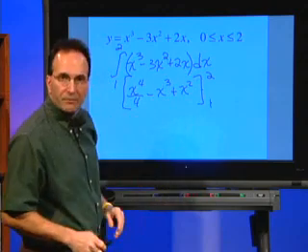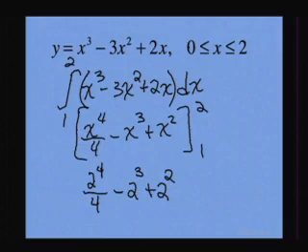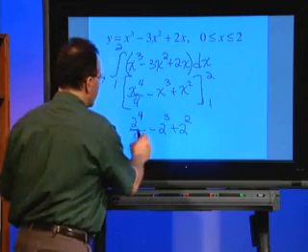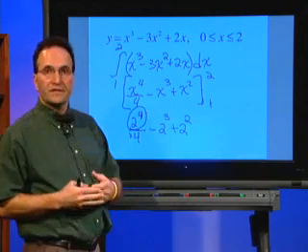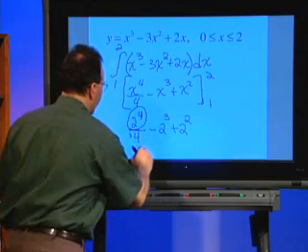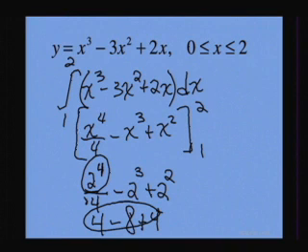So let's just worry about the 2. The 2 would be 2 to the 4th over 4 minus 2 cubed plus 2 squared. All right, so here we have 2 to the 4th, which is 16, divided by 4, which is going to give us 4. So I have 4 minus 8 plus 4, which of course all adds to 0.